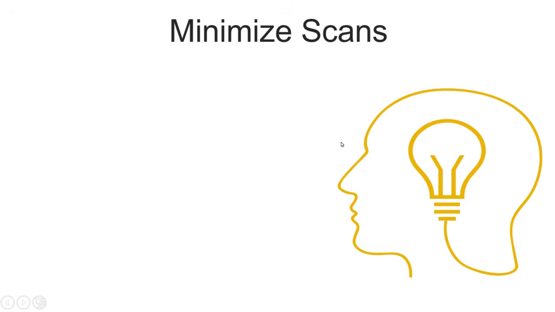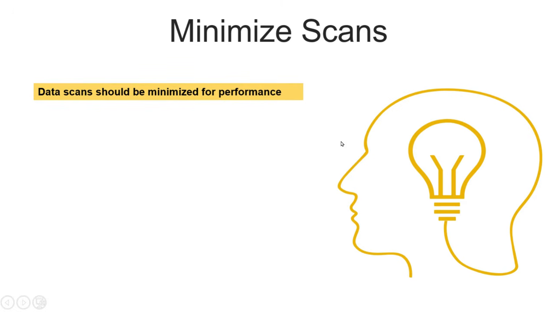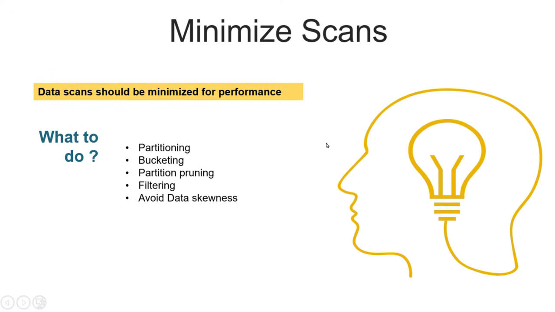Then the second step is to minimize scans. This is one of the most important things to do, because whenever we run a job there is going to be a data scan, because we are ultimately operating on the data. How should we minimize those data scans? If I can reduce the amount of data that Spark needs to read for my transformation or operation, that will definitely make my jobs faster.